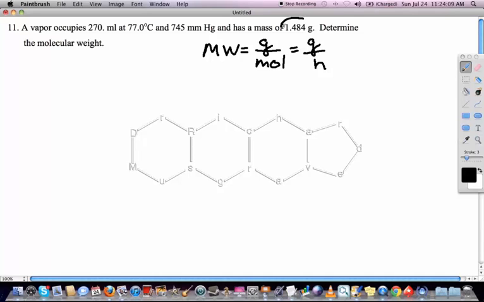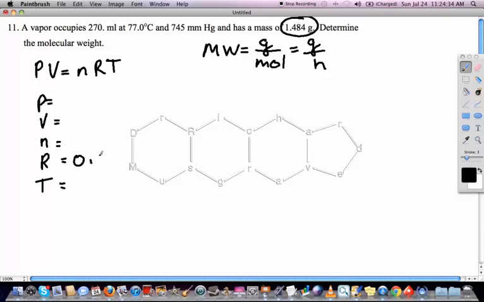So we've got here grams. So what we need is moles. And we can get moles from this information by using PV equals nRT. Now the way I set this up is by showing the values of P, V, N, R, and T.